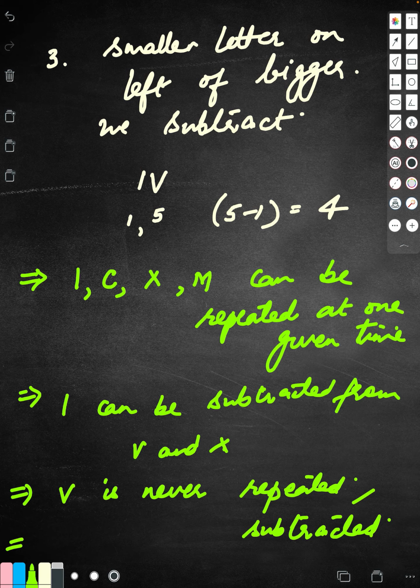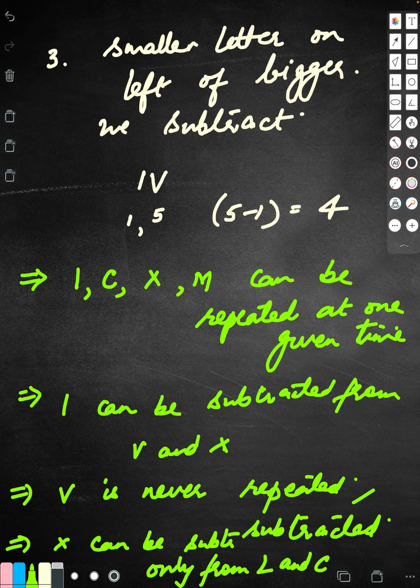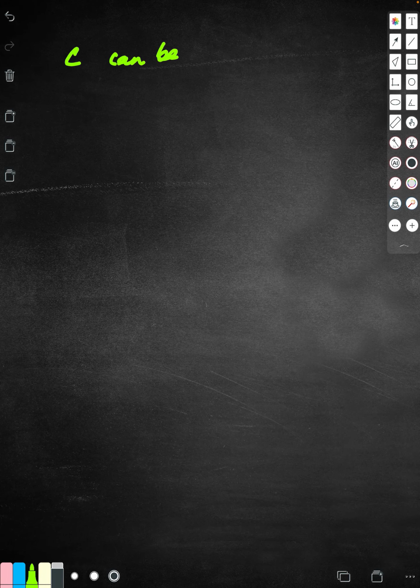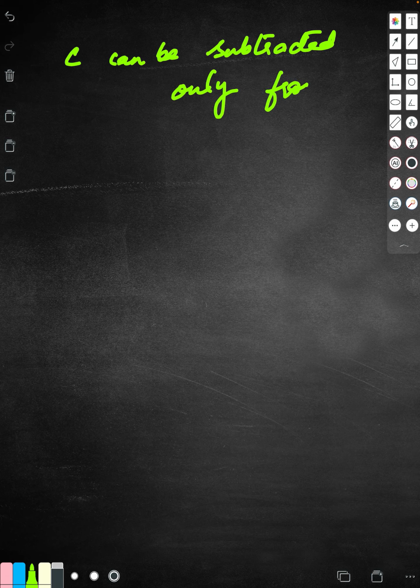Correct? X can be subtracted only from L and C. Besides this, you cannot subtract X from anything else. Similarly, dear children, C can be subtracted only from D and M. So these rules you have to learn.